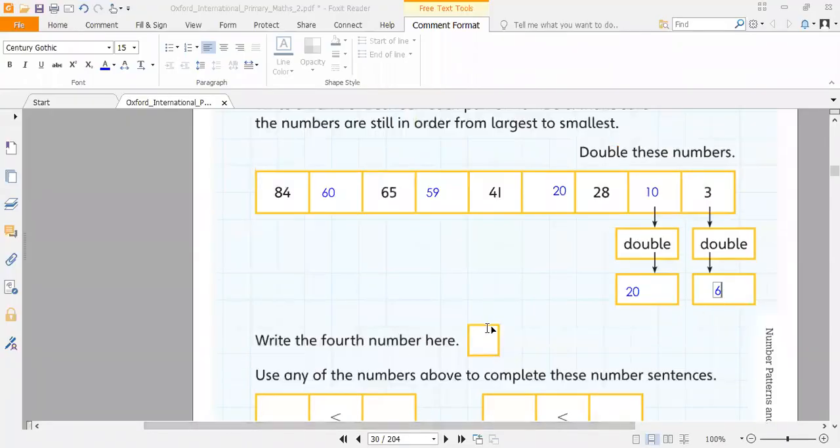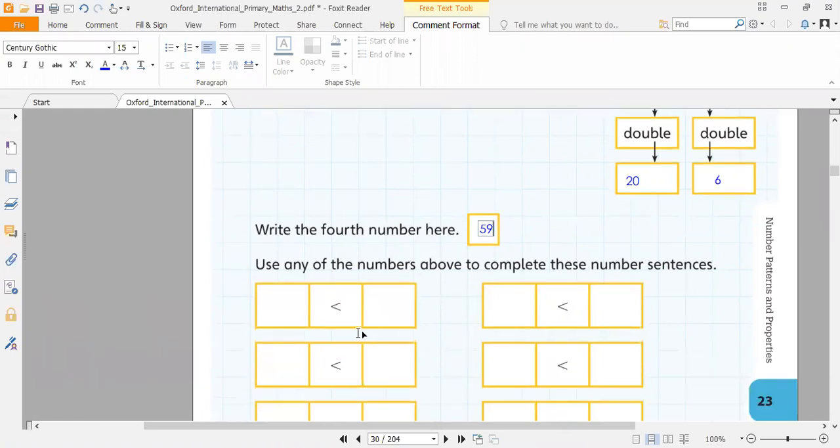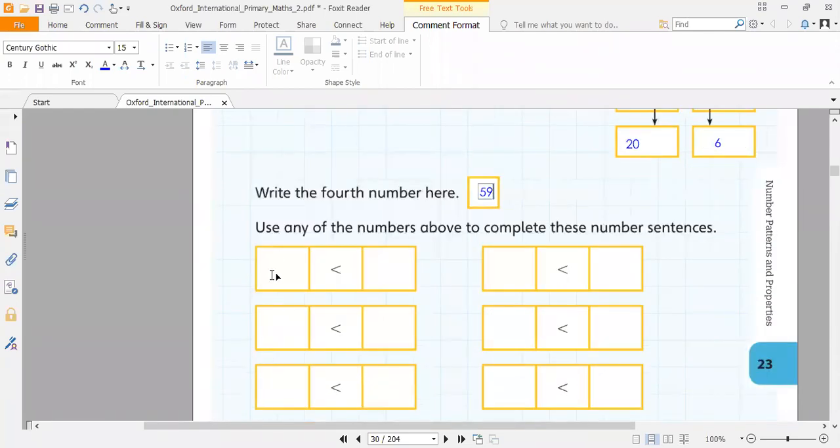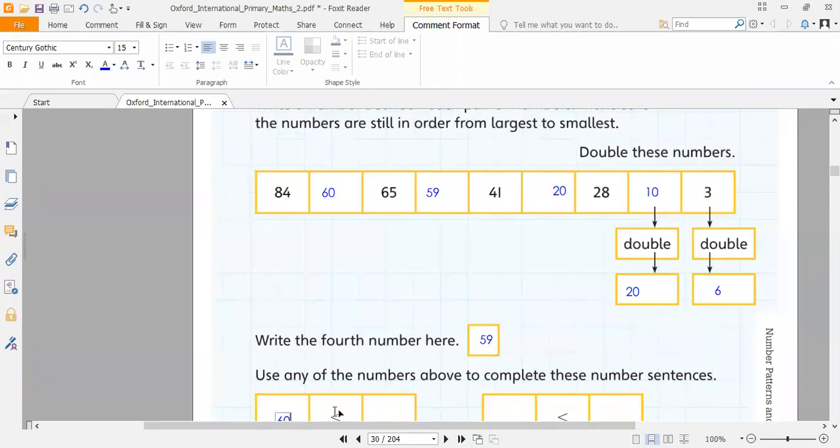Okay, write the fourth number here. Where is the fourth number? 1, 2, 3, 4. The fourth number is 59. Use any of the numbers above to complete the number sentences. What does this sign represent? This sign represents less than. We can write here 60, and 60 is smaller than or less than 84.